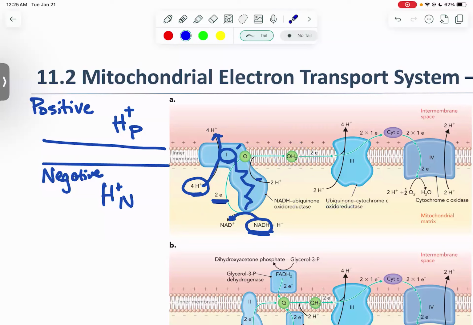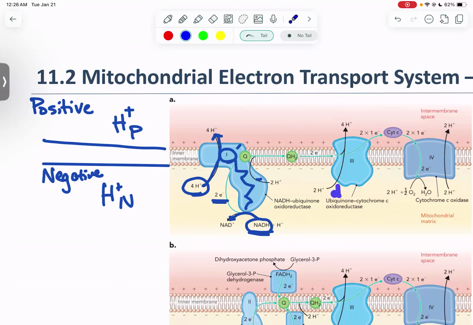They're going to go through complex 3, and as they go through complex 3, they're going to pump an additional 2 protons, and then QH2 had 2 protons here, so you're going to get 2 from there for a total of 4 protons being pumped at complex 3. So once complex 3 has pumped those protons, we still have those electrons that came from Q. They're going to get separated in this really complex Q cycle that I will teach you. And one at a time, cytochrome C is going to pick it up.